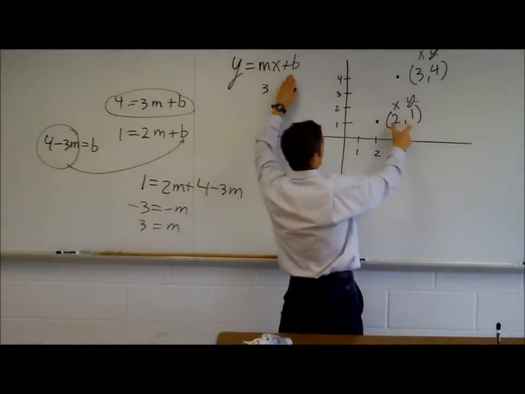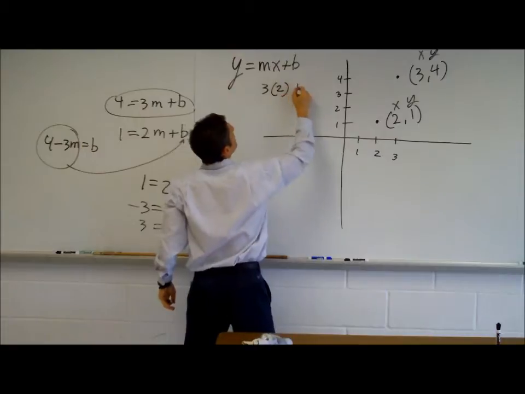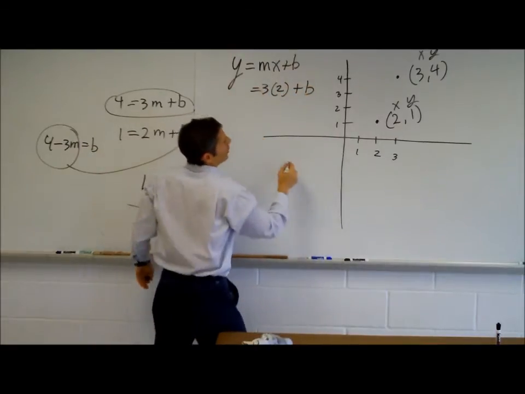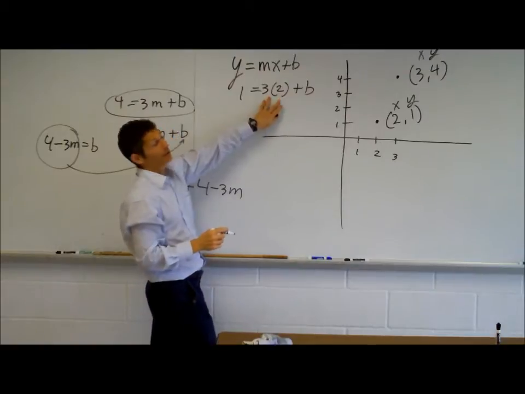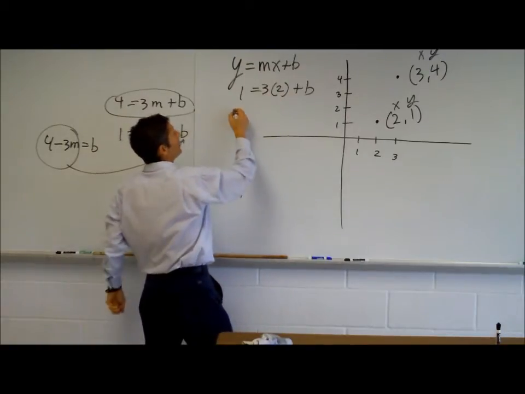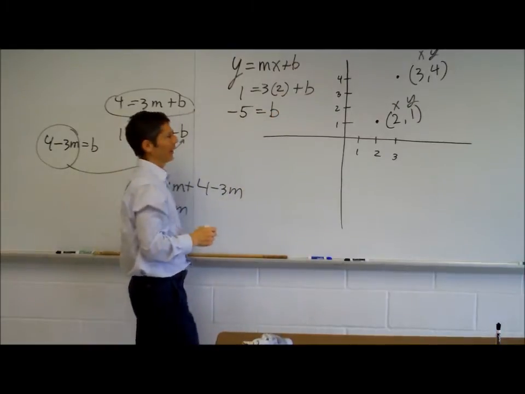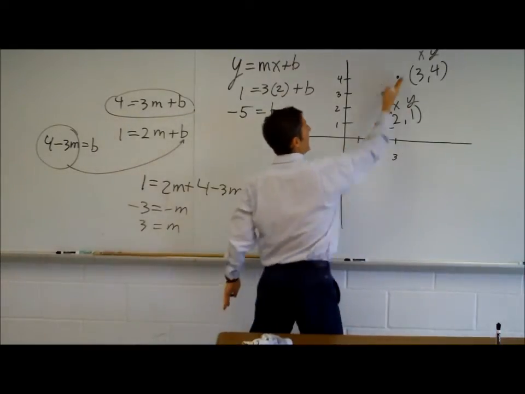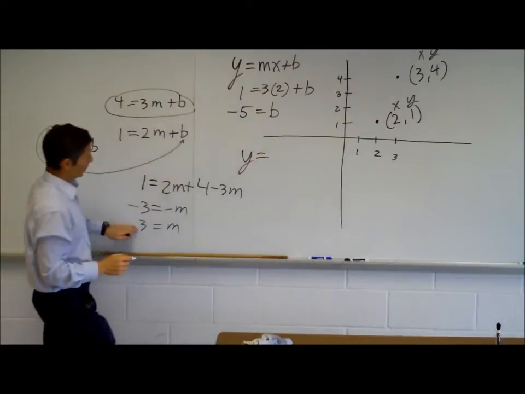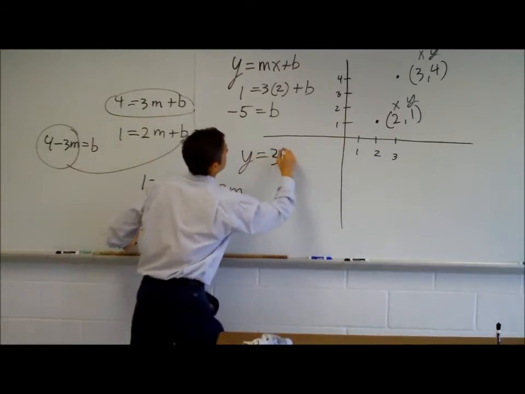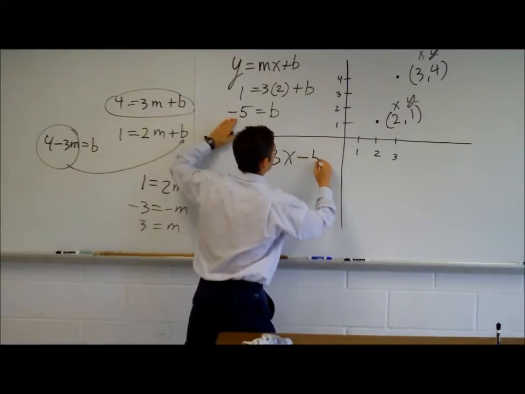Well, I can plug in an xy point. X is 2. Y is 1. So let's see, that's 6. Subtract 6 from both sides. So b is negative 5. So the equation of the line that passes through these 2 points, the slope is 3, and the intercept is negative 5.